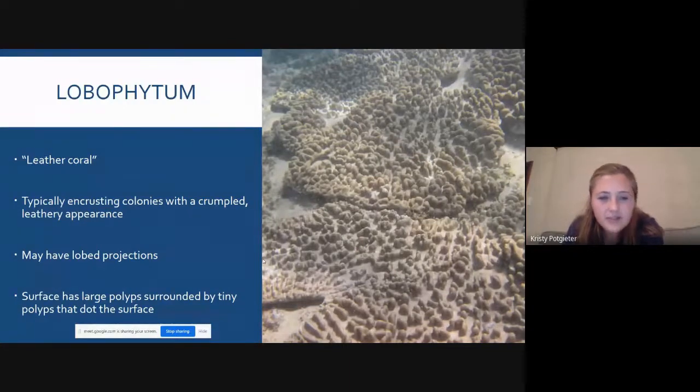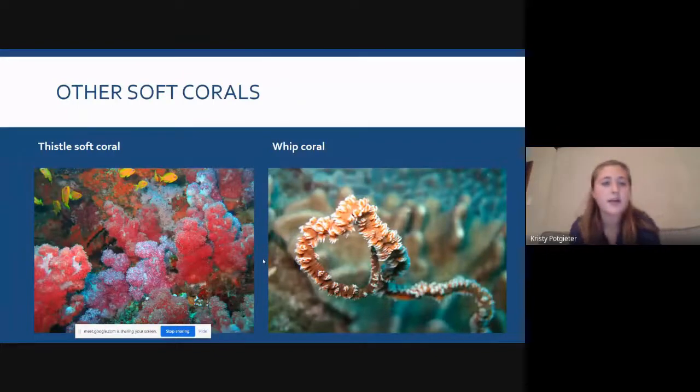And yeah, the surface has fairly large polyps that are surrounded by tiny polyps that dot the surface. And yeah, they're all over the place as well. They're quite common. So we've got some other soft corals as well.